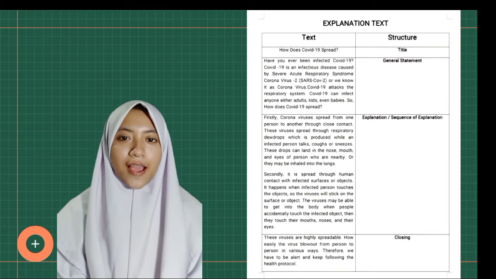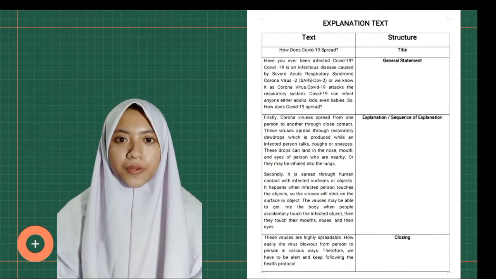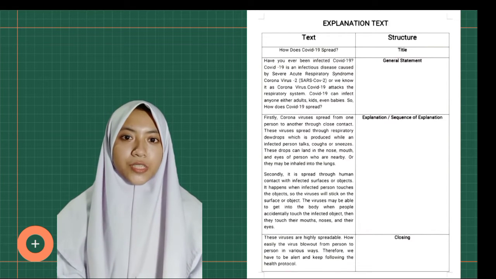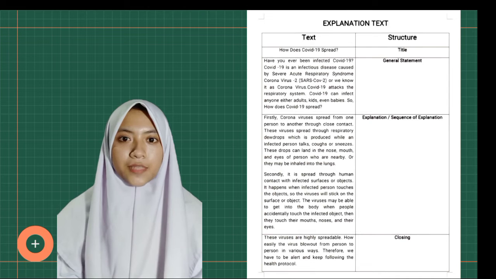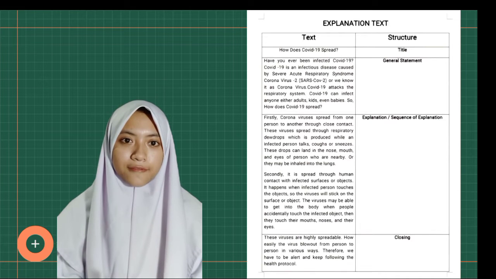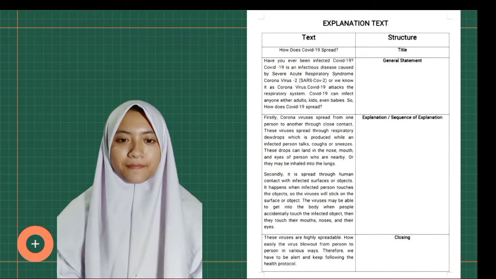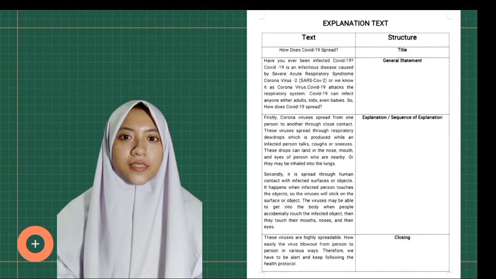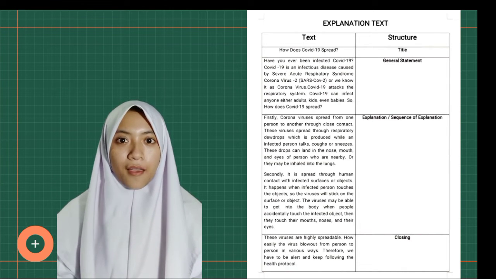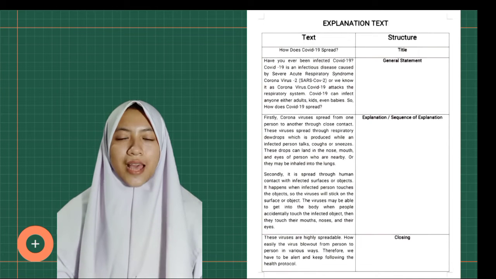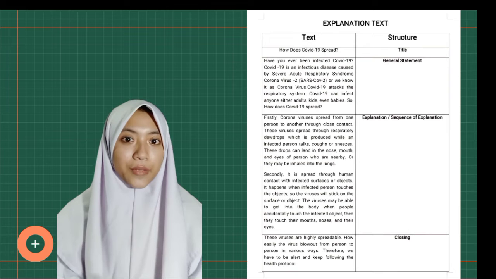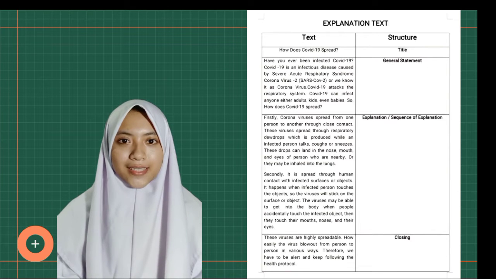Firstly, coronaviruses spread from one person to another through close contact. These viruses spread through respiratory droplets, which are produced while an infected person talks, coughs, or sneezes. These drops can land in the nose, mouth, and eyes of persons who are nearby, or they may be inhaled into the lungs. Secondly, it is spread through human contact with infected surfaces or objects.